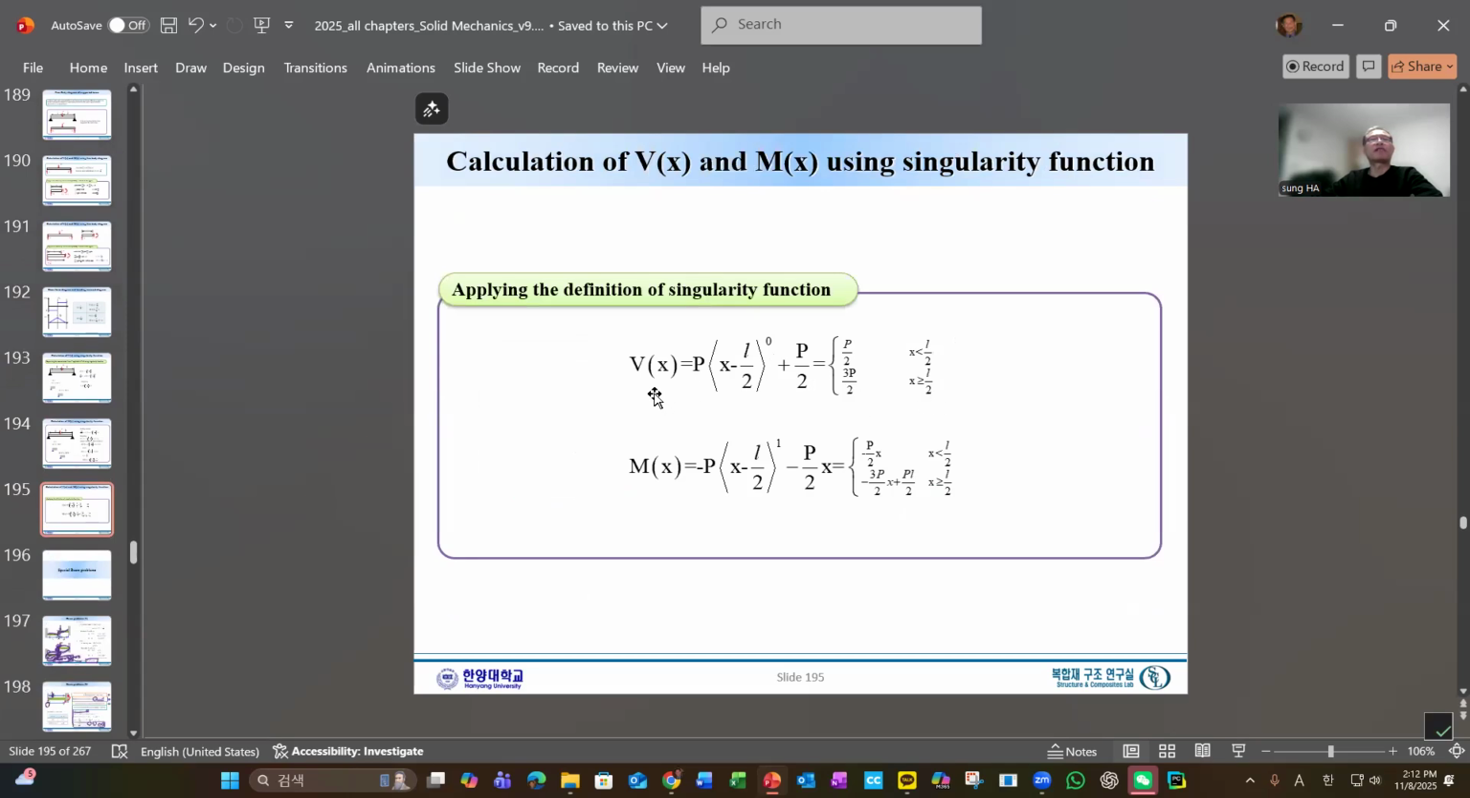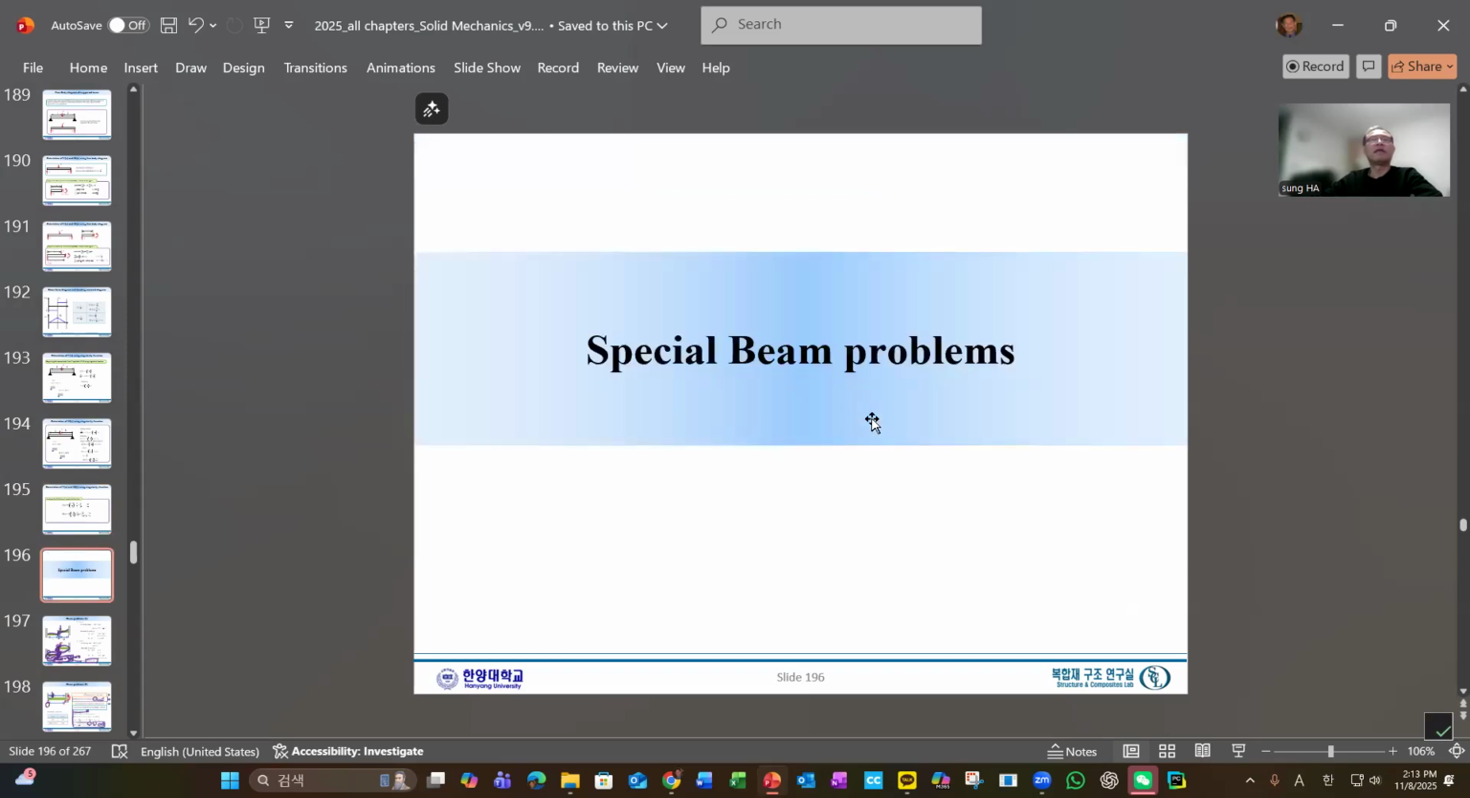So V(x), for example, as a result of integration, we will have a zero here, and then a moment equal here is the one here. So by the definition of this singularity function, we can have expressions like that. So again, the singularity function is a way of simplifying the notation. That is the whole point.